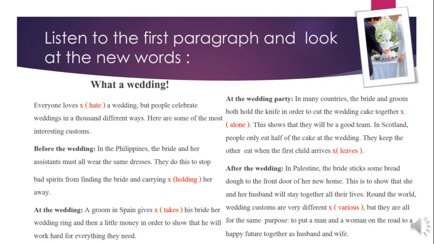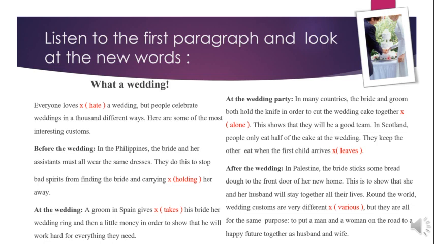At the wedding party. In many countries, the bride and groom both hold the knife in order to cut the wedding cake together. This shows that they will be a good team. In Scotland, people only eat half of the cake at the wedding. They keep the other to eat when the first child arrives. After the wedding. In Palestine, the bride sticks some bread dough to the front door of her new home. This is to show that she and her husband will stay together all their lives. Round the world, wedding customs are very different, but they are all for the same purpose: to put a man and a woman on the road to a happy future together as husband and wife.